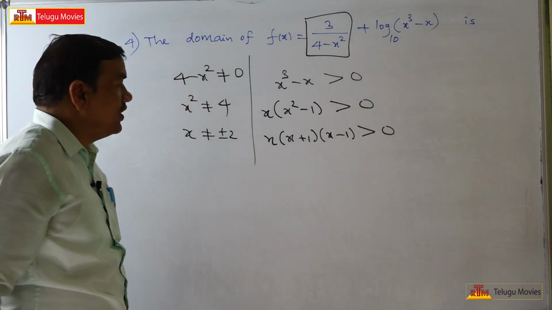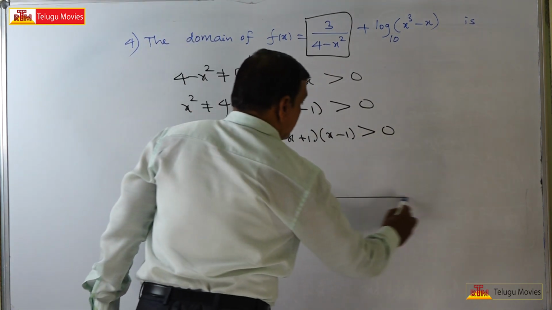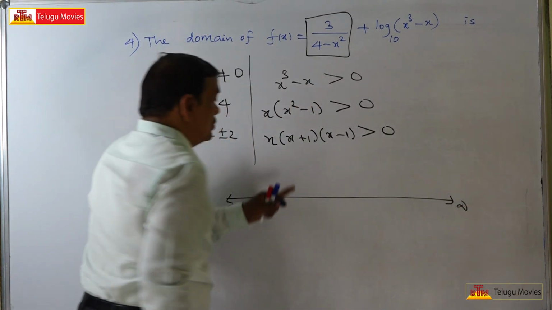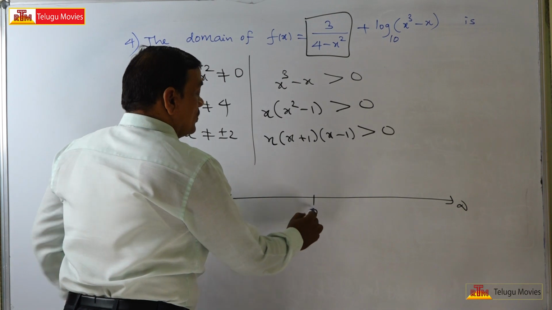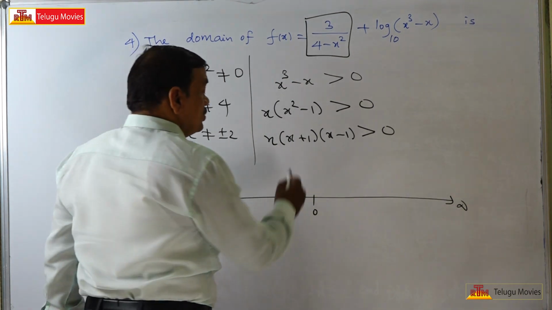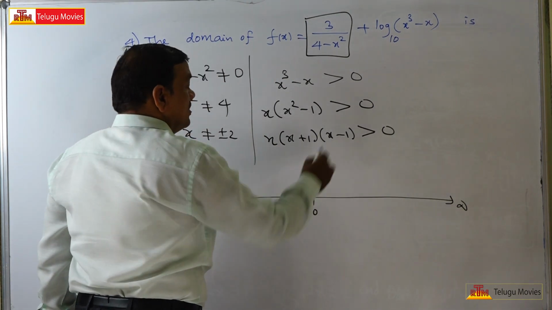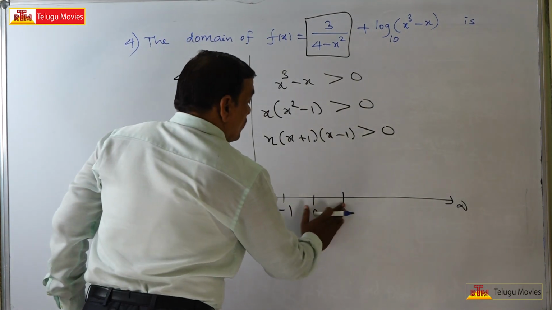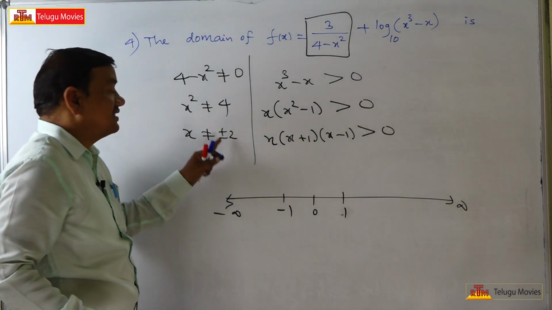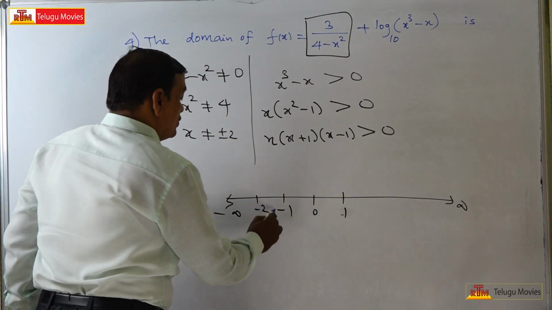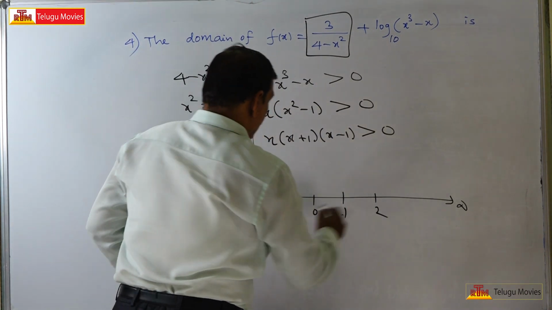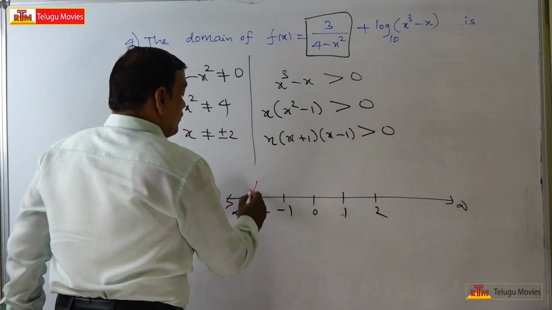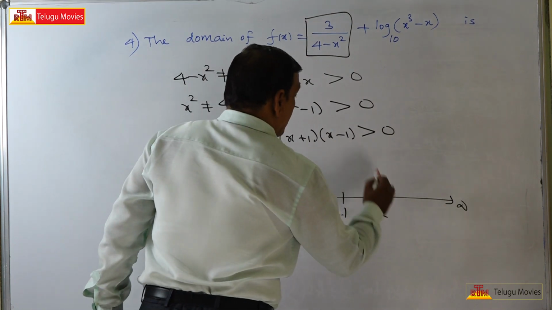Now we have the sign scheme, from minus infinity to plus infinity. What is the zero of x plus 1? Minus 1. The zero of x minus 1 is 1. And the zero of x is 0. Here plus or minus 2 should also be marked, since it is already given that x cannot be equal to minus 2 and plus 2.